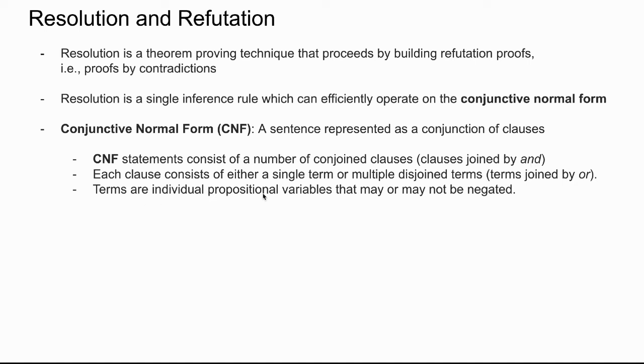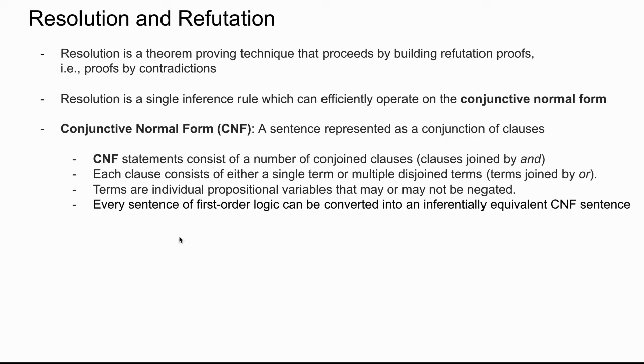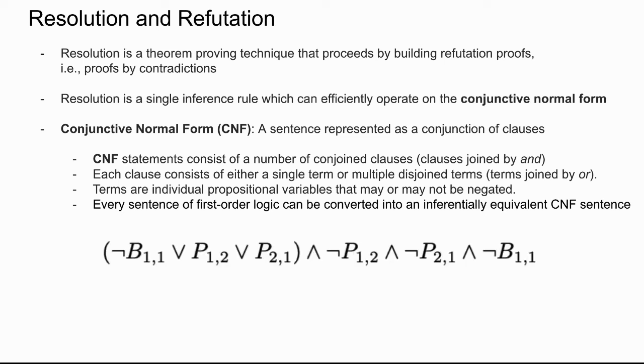And the terms, which are individual propositional variables, may or may not be negated. So the NOT operator is allowed for individual propositional variables, not for a composite thing. And the other things like implies and equivalence are strictly not allowed. What is known is that every sentence of first order logic can be converted into an inferentially equivalent CNF sentence. We will see how to do that.